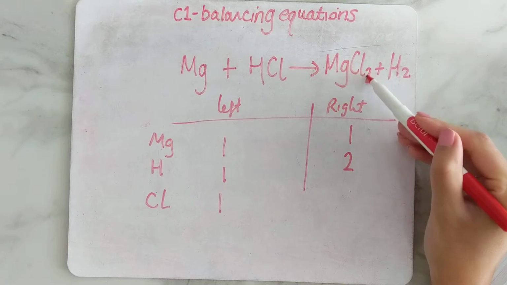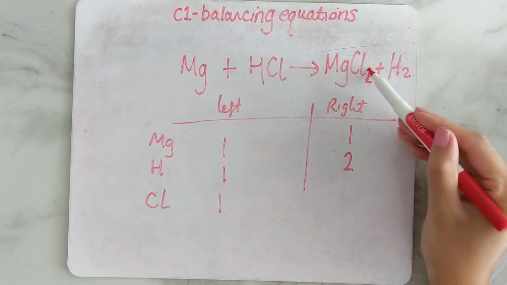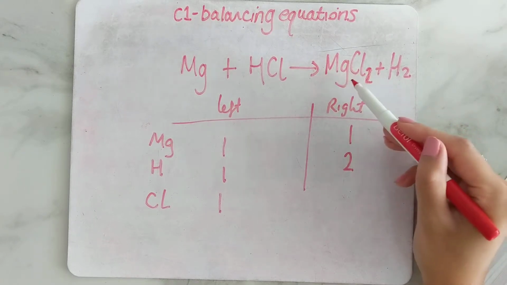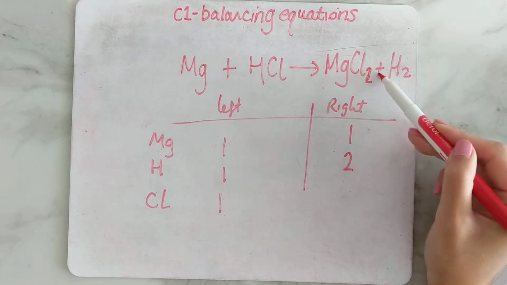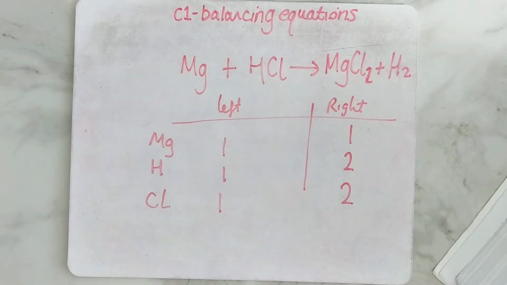That 2, because it's a little one, it's only attached to the chlorine and not to the magnesium. It's only when it's the big numbers does it affect the whole thing. So we've got 2 chlorines.